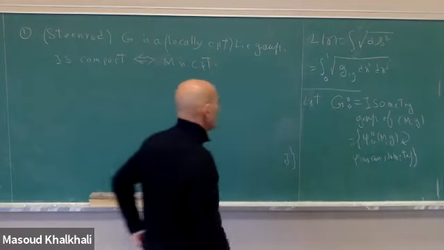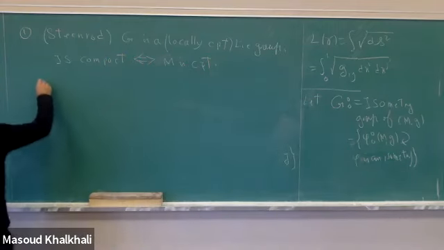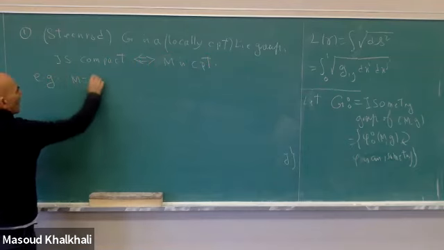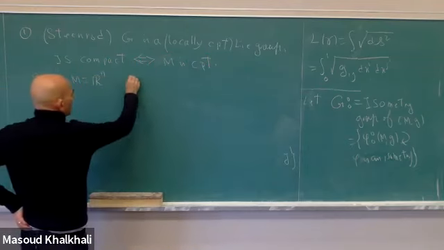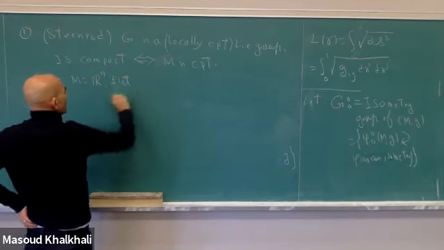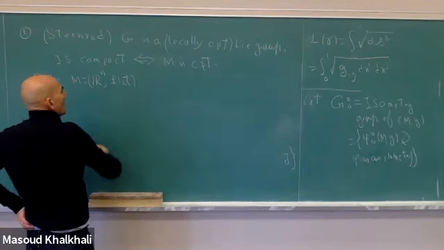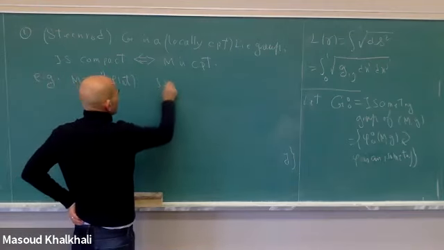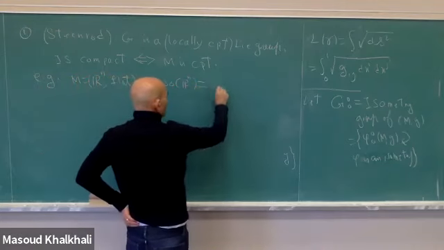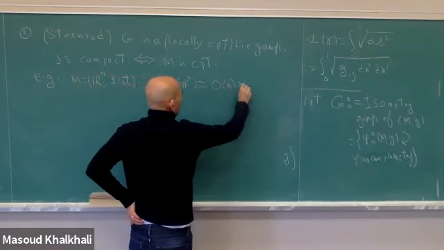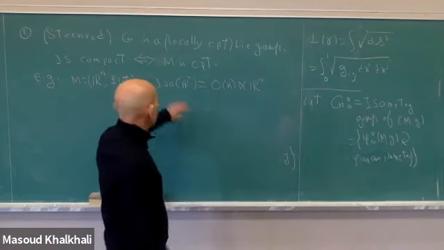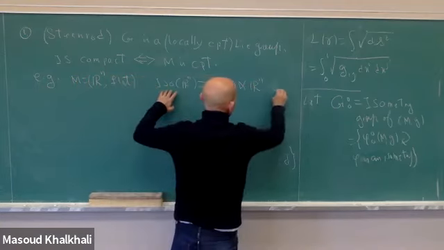That's an important group. So let me give you some examples. Take M equal to R^n, of course with the standard metric, the flat Euclidean metric, right? Then, of course, the isometries of M is the orthogonal group, semi-direct product with translations, right? So that's the E(n) group, Euclidean.